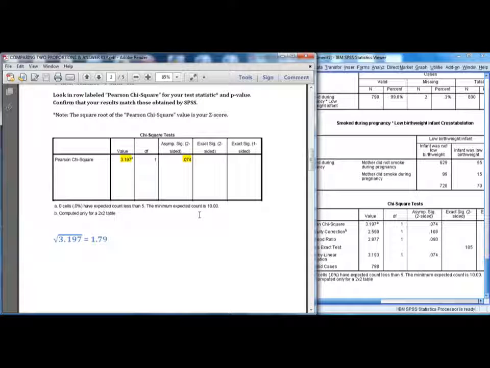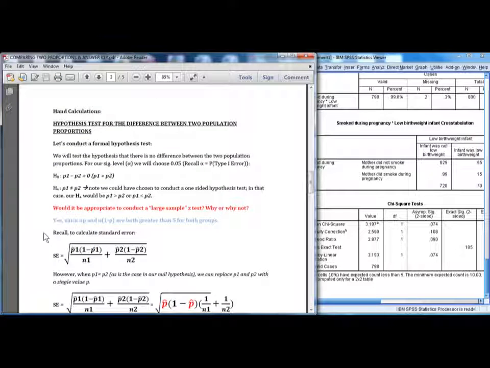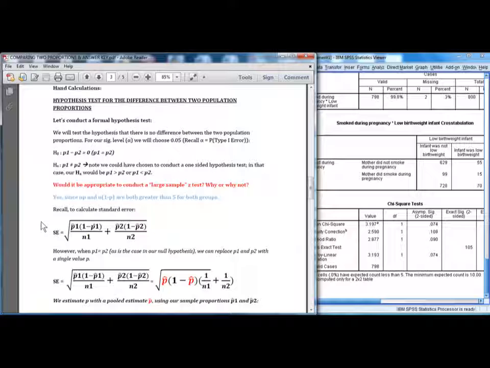Okay, so we just conducted a hypothesis test in SPSS to compare two population proportions, and we constructed a confidence interval for the difference between two population proportions, both of which indicated that the difference between the two population proportions may be zero, meaning that the two groups may have the same proportion of low birth weight babies. So now we are going to move on to page 3, hand calculations.